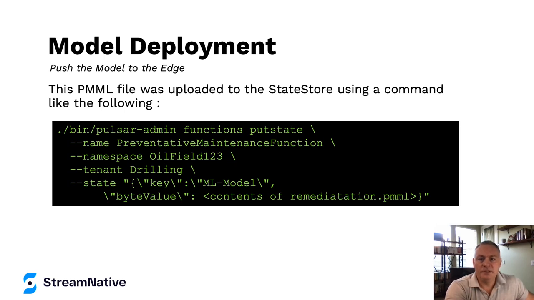The command to publish the PMML model to the state store is shown here. We need to push it to the same tenant and namespace that the function will be running under in order to have access to the data at runtime. Here, we provide a predefined key that the Pulsar function will use to retrieve the model, along with the raw bytes of the PMML file as the value, as shown here. This is all that's required to publish these contents to the state store so they can be accessed by the Pulsar function at runtime.